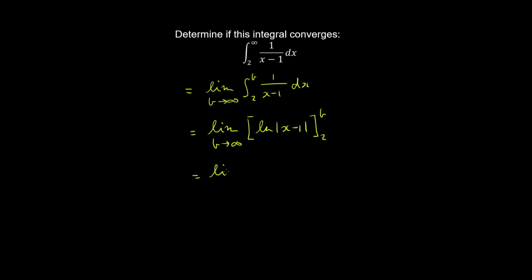And therefore we have the limit as b goes to infinity of the natural log of b minus 1 minus the natural log of 2 minus 1, which is 1. And the natural log of 1 is 0. And as b goes to infinity, this is going to go to infinity, and therefore the integral diverges.